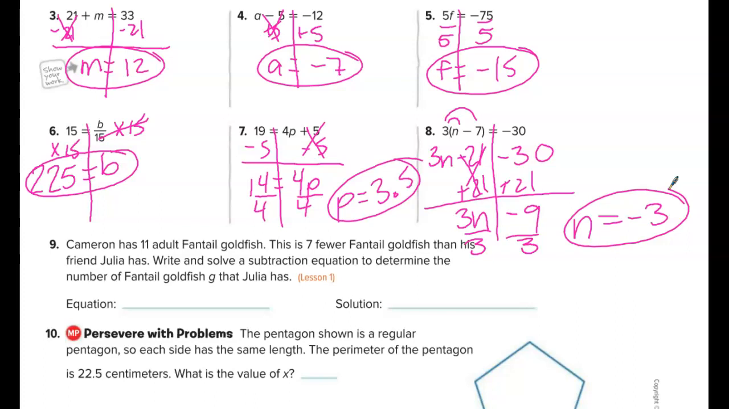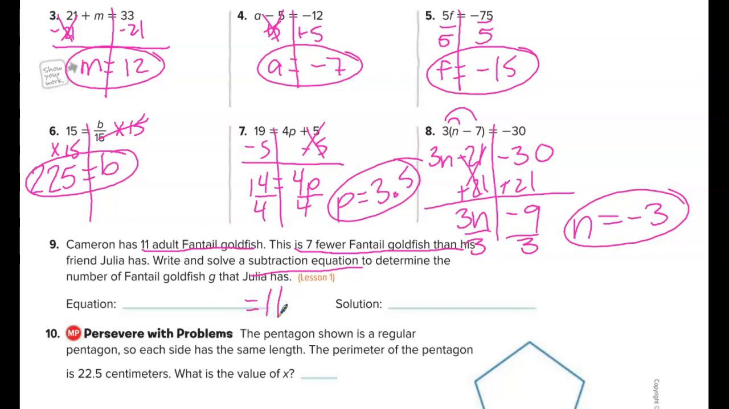Number 9. Cameron has 11 adult fantail goldfish. This is 7 fewer fantail goldfish than his friend Julia. Write and solve a subtraction equation to determine the number of fantail goldfish Julia has. So what's the total that we're given here? We have one total. What's the total that we're given? 11, because we know Cameron has a total of 11, right?